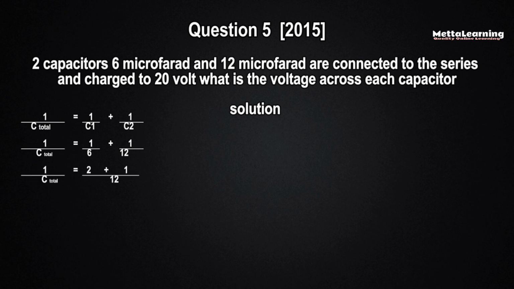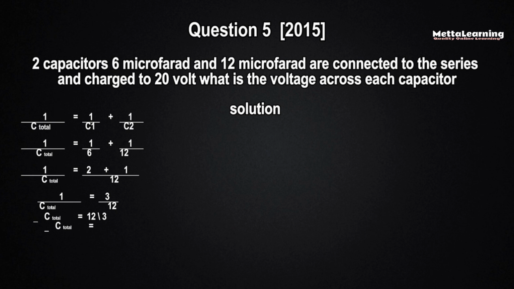2 plus 1 all over 12, using 12 as our lowest common multiple. So we have 3 over 12. So when we cross multiply, we have equivalent capacitance to be 4, because 12 divided by 3 is 4. So we have 4 microfarad as our equivalent capacitance.